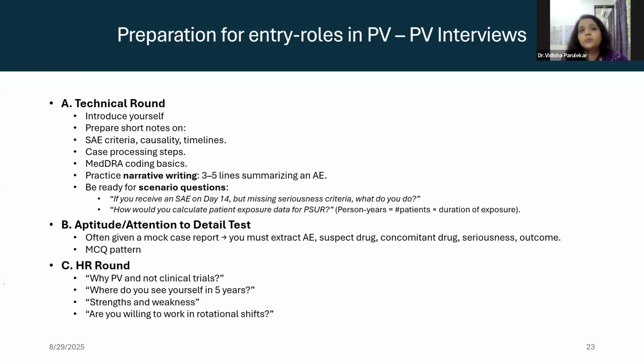There are always scenario-based questions which are asked. If it's a case processing interview, you will be asked, let's say, if you receive an SAE on day 14 but it is missing seriousness criteria, what will you do? Or just calculate the exposure data for the PSURs, etc. So such questions they throw.